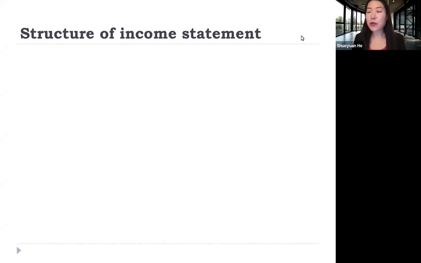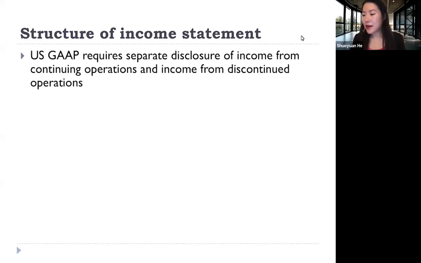So the last point I want to talk about regarding the structure of the income statement is GAAP. As we mentioned, GAAP requires a separate disclosure of income from continuing operations and income from discontinued operations. This point we kind of covered just now.